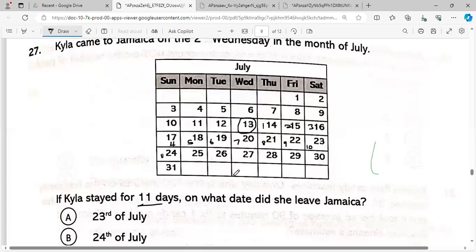Yes, sir. True. I didn't count the 13th. I think it's the 24th. Either the 23rd or the 24th. I said 24th. That's what I'm submitting with. You have to count the days she stayed for 11 days. So if you add 13 plus 11, you would get 24. That's actually true. Sir, I say B. Yes, sir. 24.